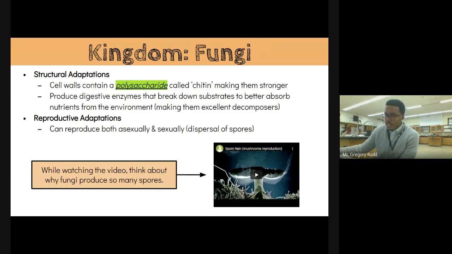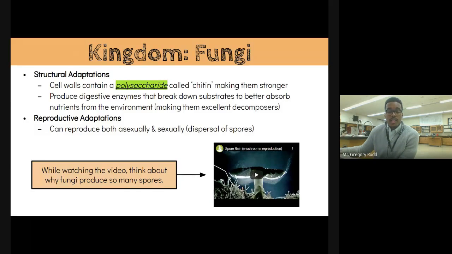Carbohydrates. Indeed, thank you, Alicia. It is a carbohydrate. Remember, carbohydrates are sugars, and the word polysaccharide means many sugars. Poly means many, saccharide is a root word for sugar. So chitin is indeed a sugar, which means it is a carbohydrate.